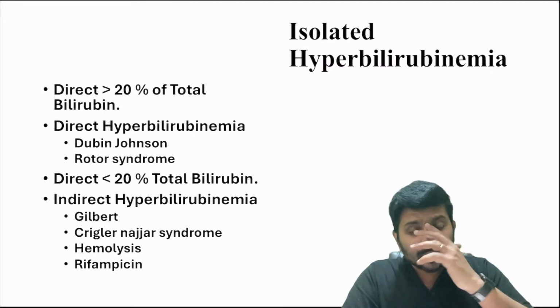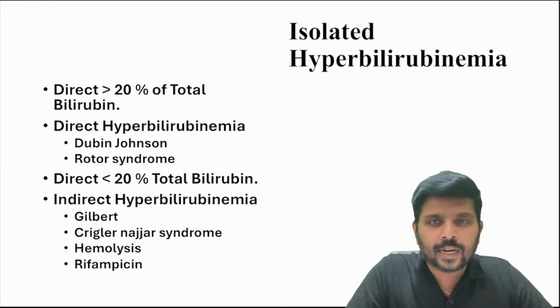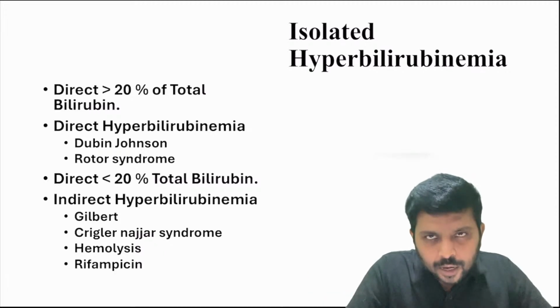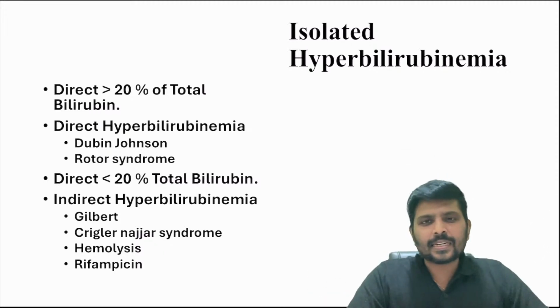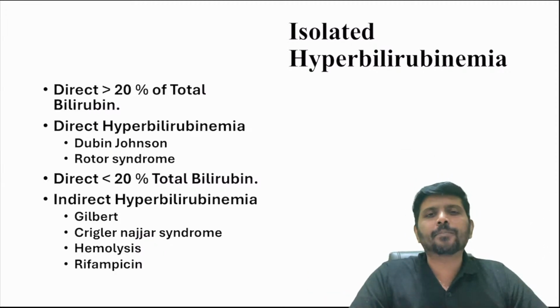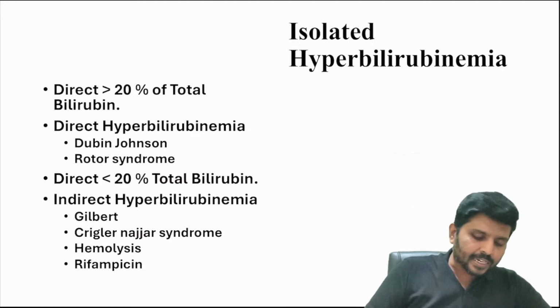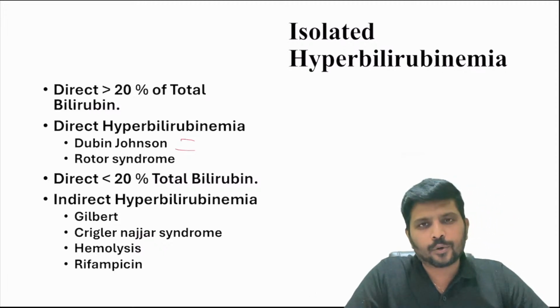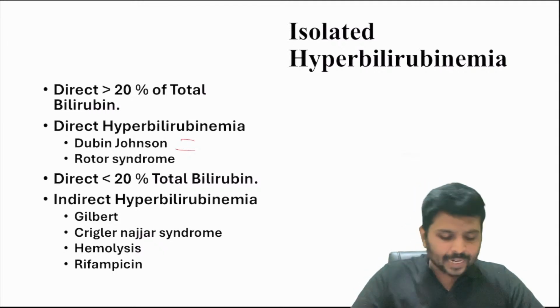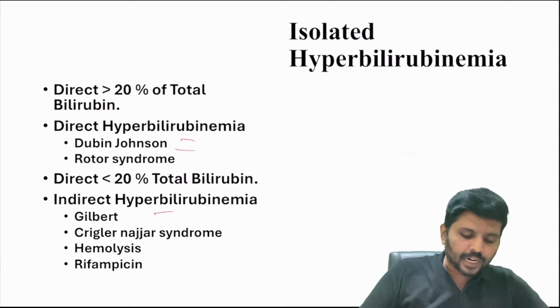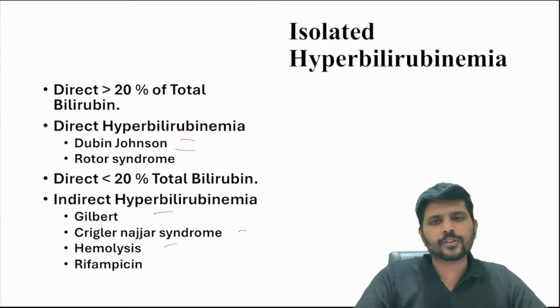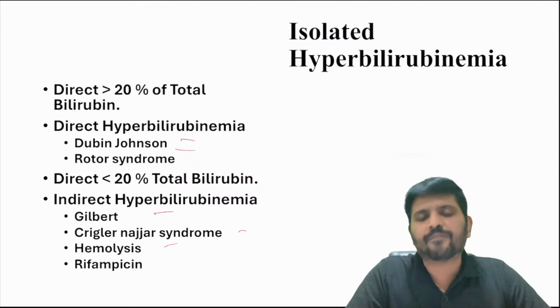When you have isolated hyperbilirubinemia, your OT, PT, alkaline phosphatase, prothrombin time and albumin are all normal. It is congenital hereditary hyperbilirubinemia. If direct is increased, it can be due to Dubin-Johnson or Rotor syndrome. If indirect is increased, it can be due to Gilbert, Crigler-Najjar, hemolysis, and it can also be due to rifampicin.